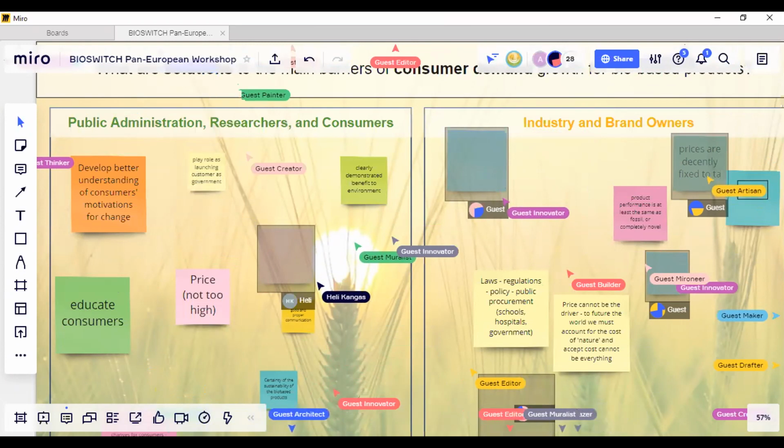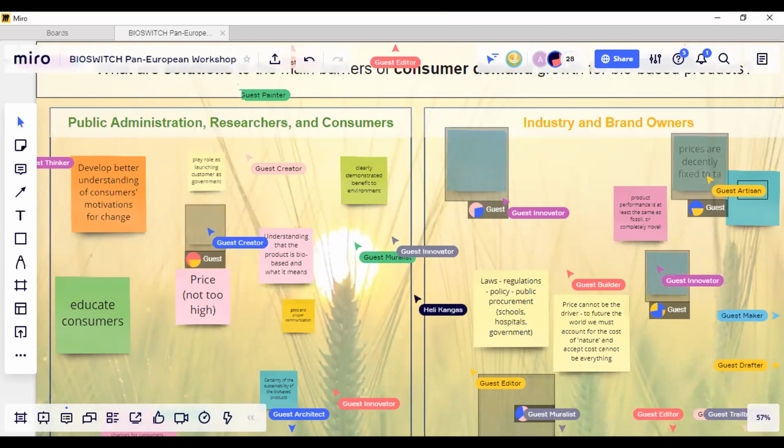Yeah, the various answers that are flowing in, some of them deal with awareness raising. Awareness raising so that consumers get better informed, but likewise also develop a better understanding for brand owners of the motivations of consumers for change.